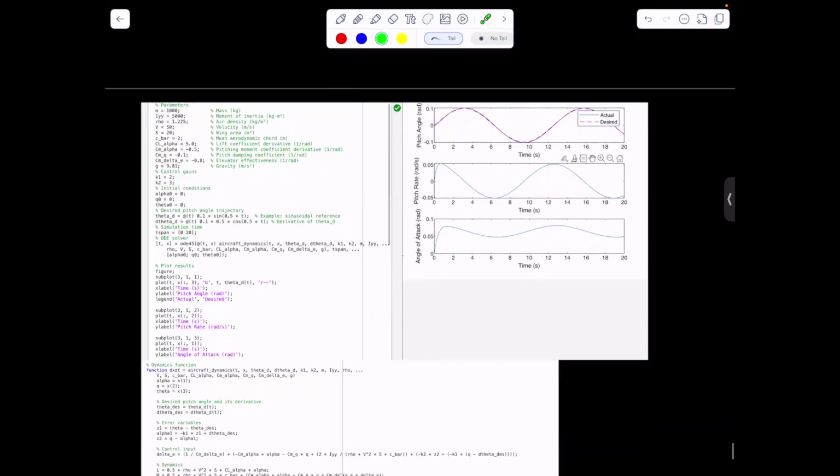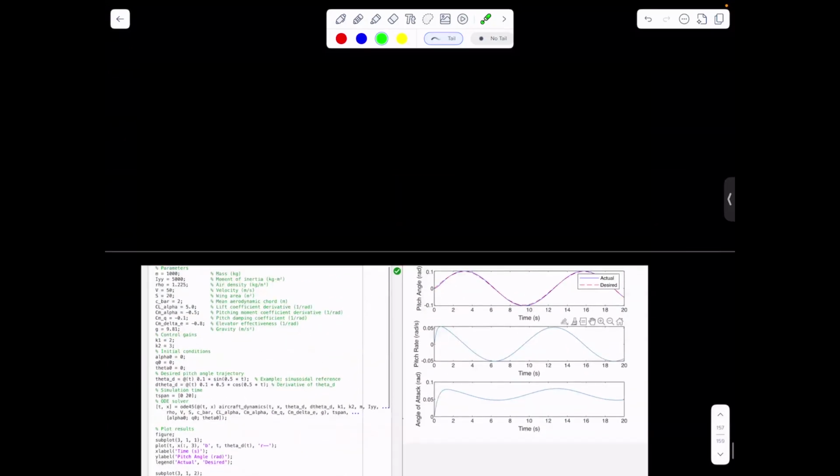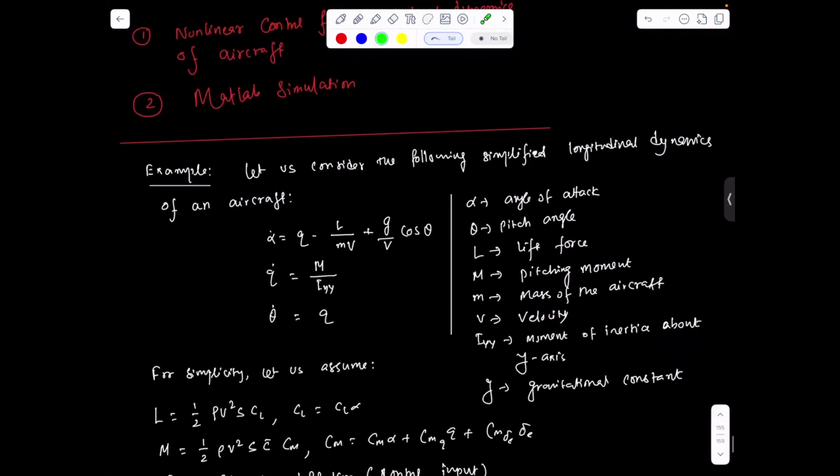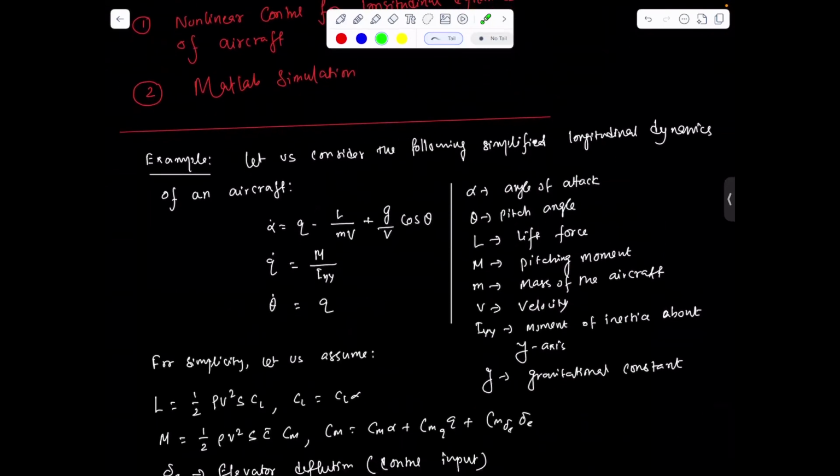What we have considered in this problem is the longitudinal motion dynamics of the aircraft. If you have any other dynamical system, you can proceed like this and design the nonlinear control for the same. Let's stop it here.